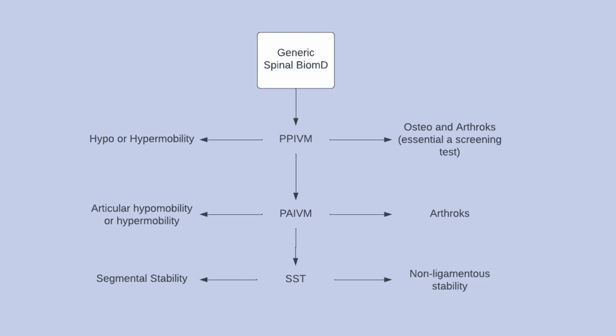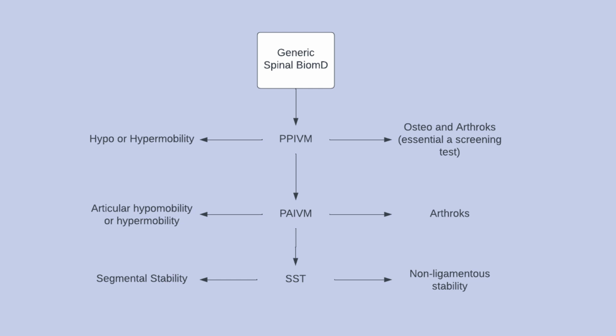Again, this is generic, there are tests that can come before your initial PPIVM test, but these are screening tests and it's not a generic type of thing, it's particular to each one. So the PPIVM actually is a form of screening test because it's not going to give you the biomechanical statement you need to do an accurate, precise treatment. So essentially the PPIVM is a screening test. What it tests, of course, is the osteo and arthrokinematics together, plus rolls and translations and everything else that goes with the physiological movement.